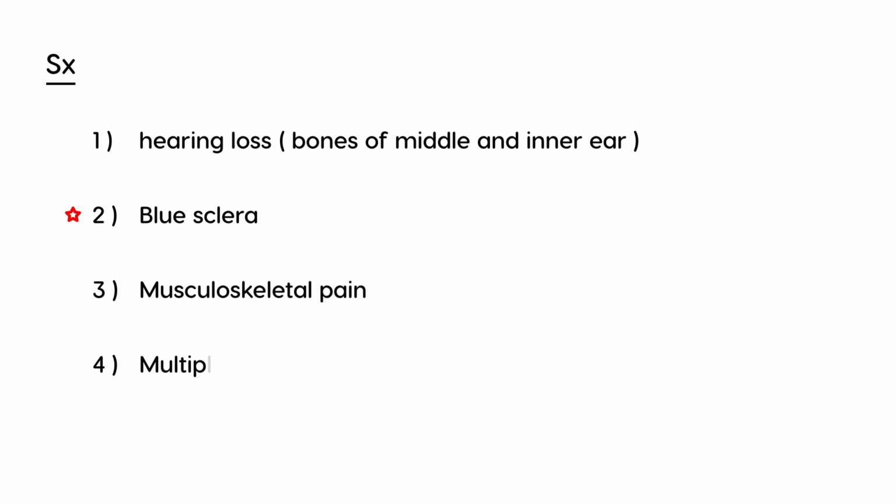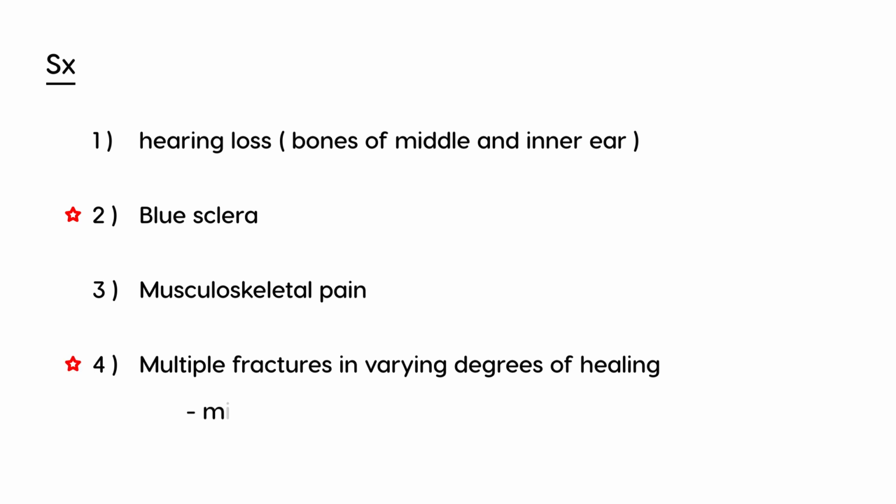And the fourth one is the big one. Almost every clinical vignette will talk about this, and that is multiple fractures. Multiple fractures in various degrees of healing is a very characteristic sign. This fourth symptom is very important, because it's often mistaken for child abuse. This is a very difficult medical condition to differentiate from child abuse, because the child will have so many fractures that it comes across as that, but there has to be some very specific testing done in order to differentiate child abuse from osteogenesis imperfecta, or OI.